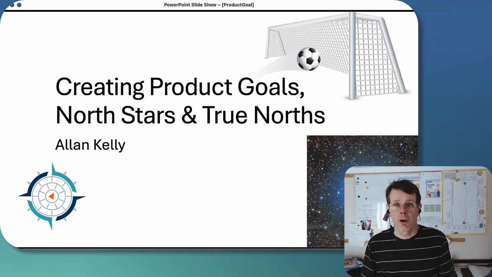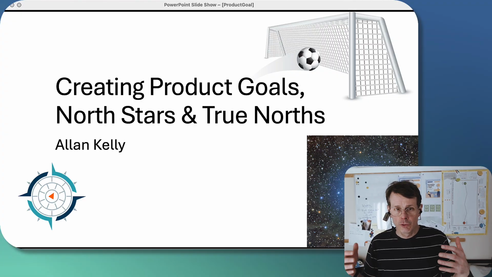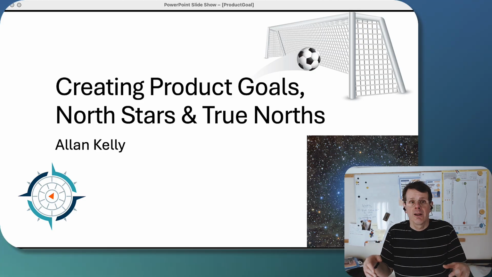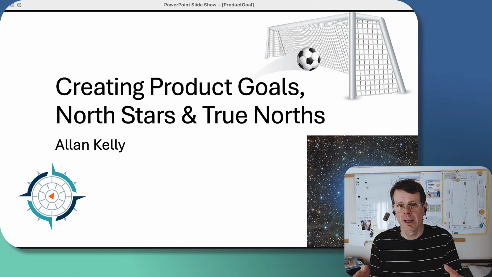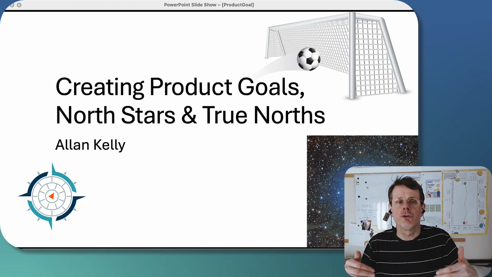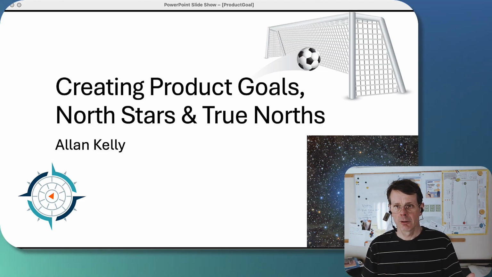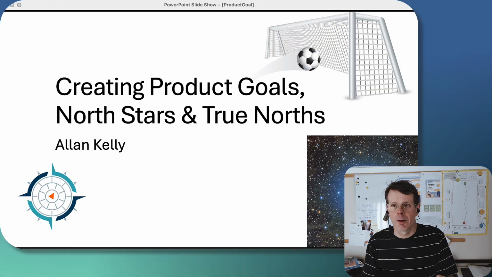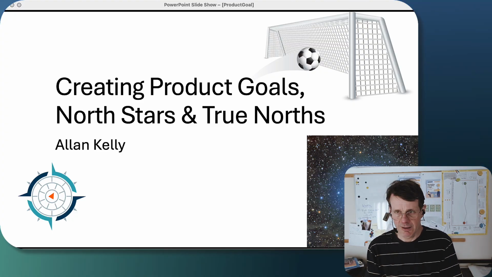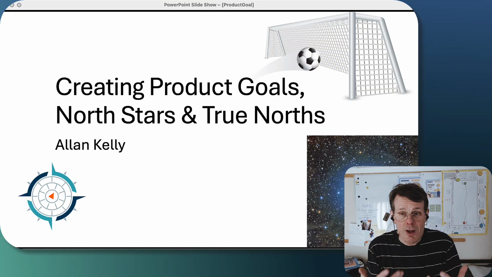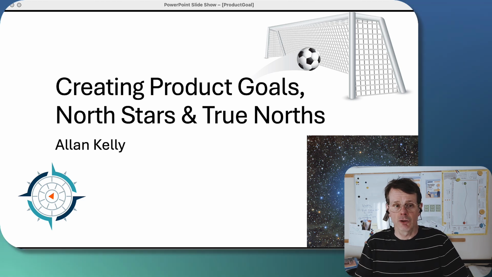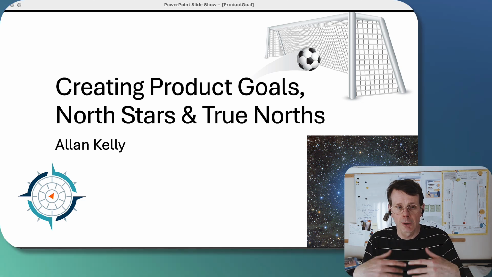It doesn't matter whether you call them product goals, North Stars, True North or some other name. The key thing we're talking about here is what do you want your product to be when it grows up? So not in the next few months, in the longer term. That might be a year, it might be 5 years away. It might be a goal you never actually reach, but you keep aiming at. That's fine, as long as you're improving the product as you go along.